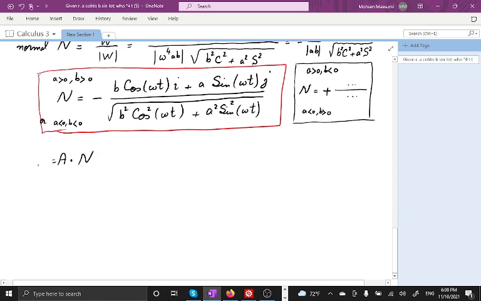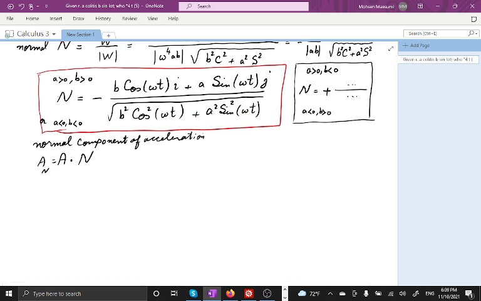Which has a name. It's the normal component of acceleration. Like when you go around a curve, you get pressed against the door of the car. That's because of the force that you need to stay on that circular track. The normal component of acceleration comes from there. That's the acceleration you have in that situation.